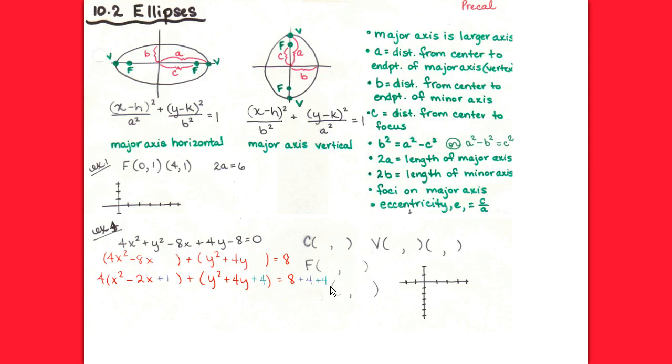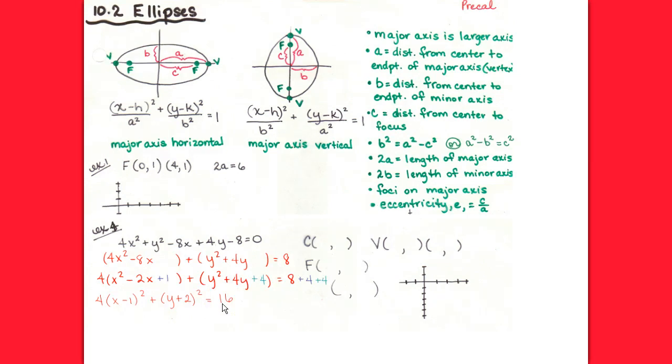All right, so the purpose of completing the square is to create perfect squares, right? So what is this perfect square? X squared minus 2x plus 1. X minus 1 squared, right. What is this perfect square? Y plus 2 squared, exactly. So I'm going to have 4 times x minus 1 squared plus y plus 2 squared, and then we had 8, 4, and 4 to give us the 16. Almost there.